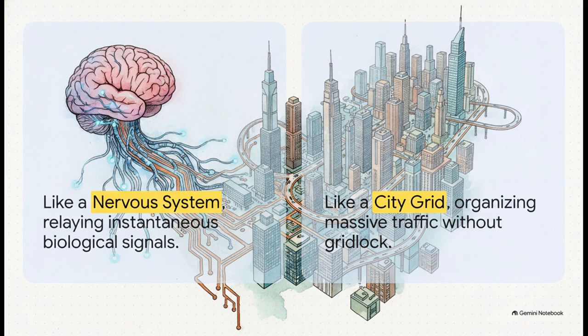Now, this piece of hardware serves a really fascinating dual purpose. On one hand, you can think of it kind of like a central nervous system, right? Just instantly relaying electrical signals from one extremity to another. But on the other hand, it's very much a city grid. It's an infrastructure precisely engineered to organize massive, heavy data traffic without causing a total gridlock.